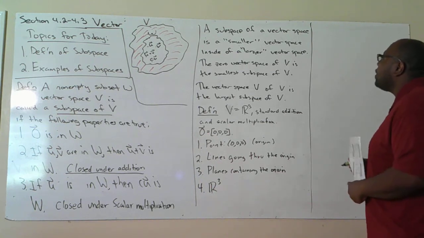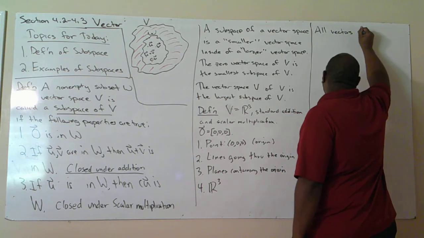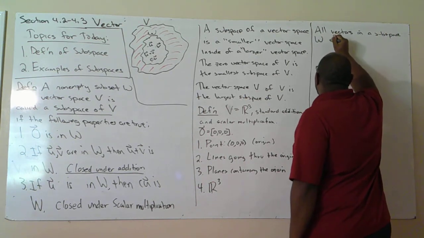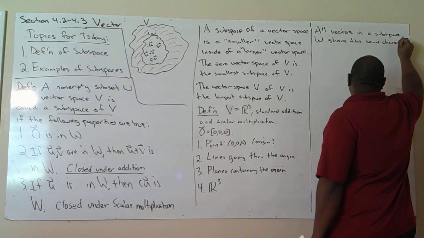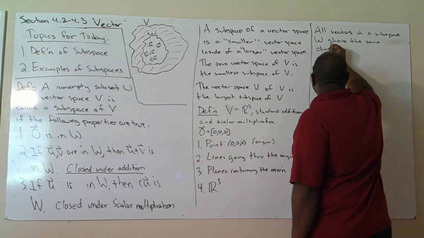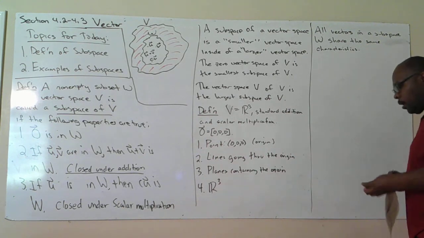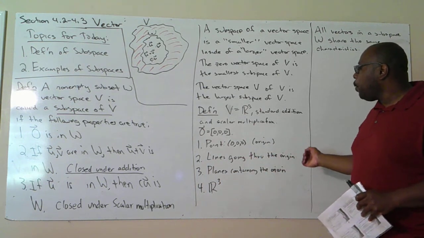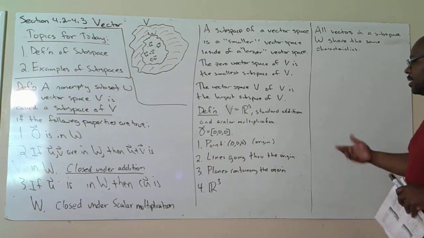And here I said that all vectors in the subspace W share the same characteristics. Essentially, they have something that sets them apart from the other elements that are in that vector space. Like, for instance, lines going through the origin, that means that every point on the line, or every vector on the line, has that same direction. Same thing with the planes and things like that in R cubed.